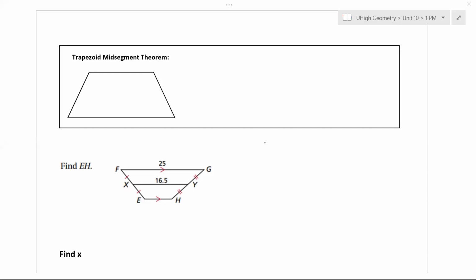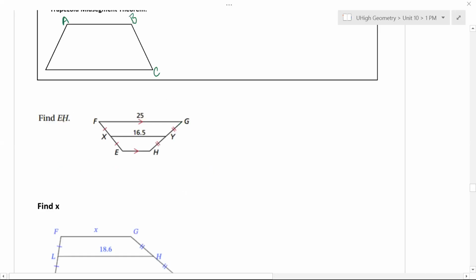All right. So the second part for today's lesson is going to be the trapezoid mid-segment theorem. So first thing that I'm going to do is actually label this trapezoid that we're given so that's easier to talk about. I'm going to go from the top left and do A, go across B, down C, and across D.